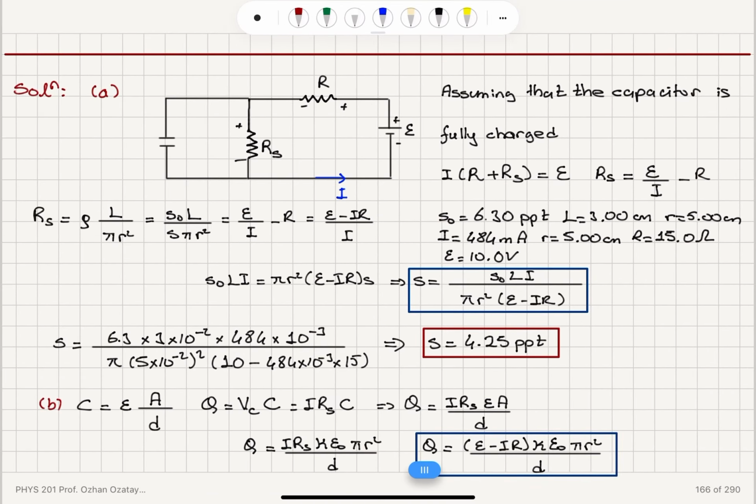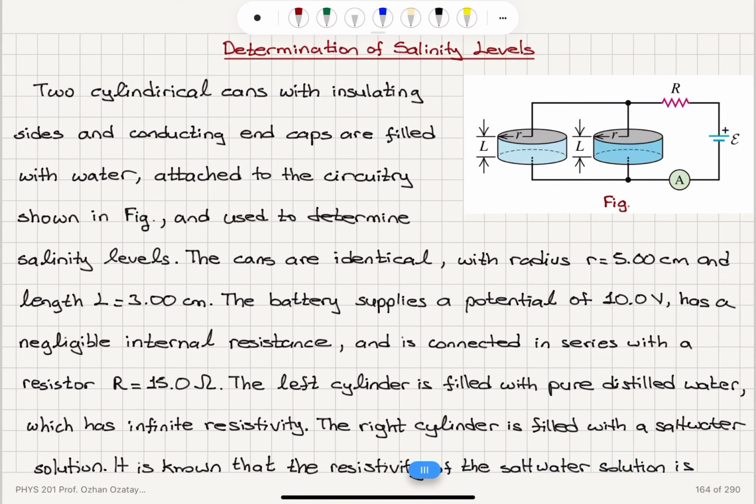Okay, so we're talking about determination of salinity levels. We have two cylindrical cans. One is filled with pure water, infinite resistance. This is just a capacitor, and because it has infinite resistance, there is no current flowing through it. It is fully charged. This one has seawater in it, a saltwater solution.